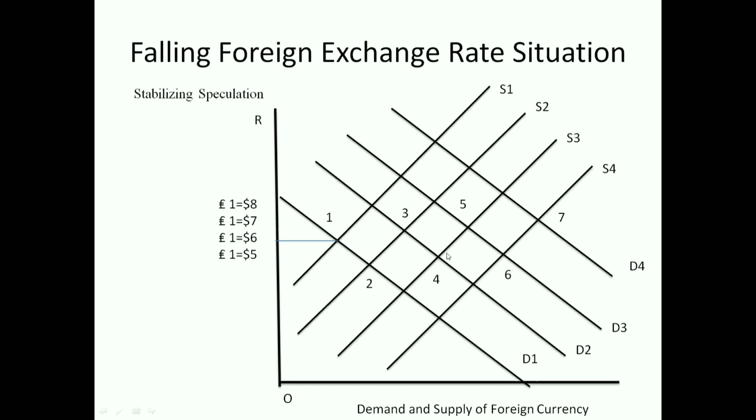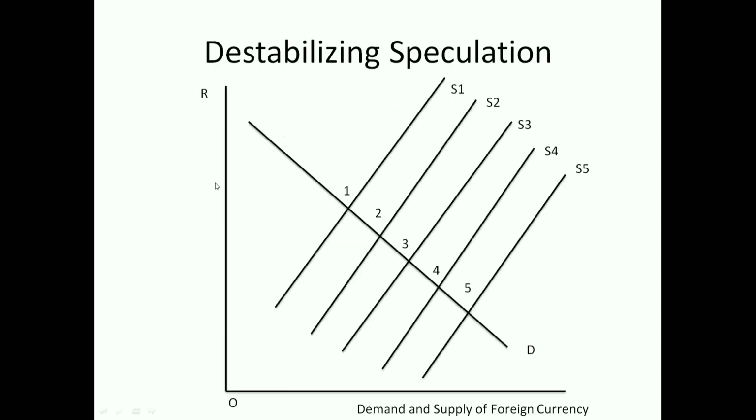Again, from 3 to 4, we are coming down. It is again the situation of a falling exchange rate, meaning the demand for dollar is rising, or the supply of euro is increasing. Then again you're reaching 5 because the speculator is buying this euro and you are reaching the stable position. So we call it stabilizing speculation.